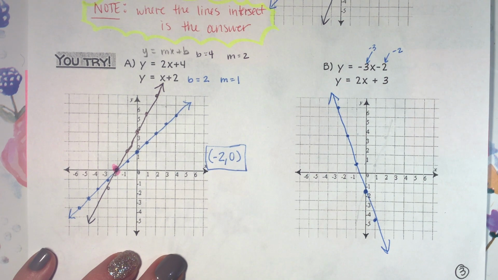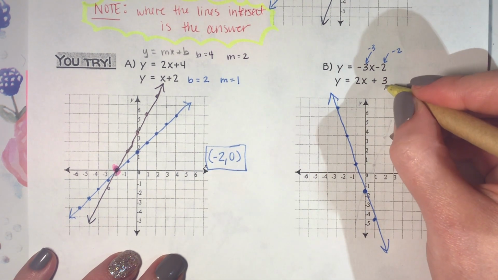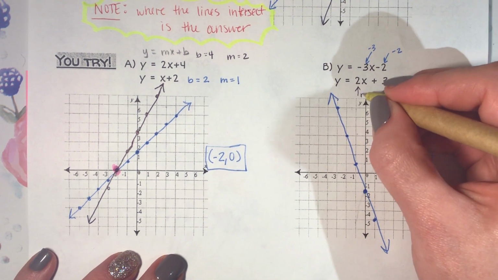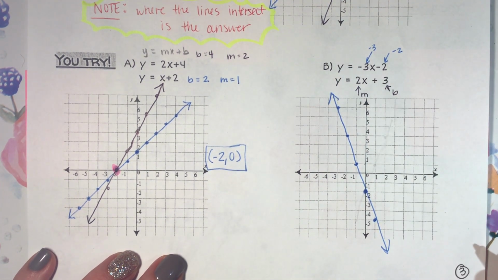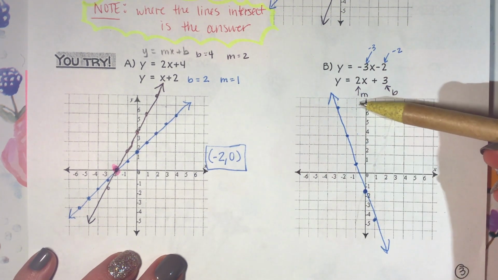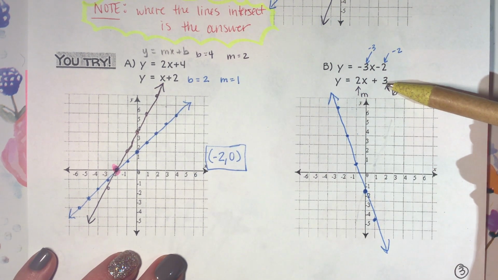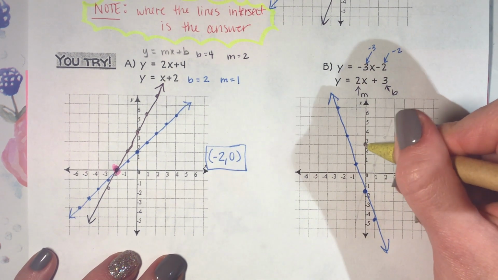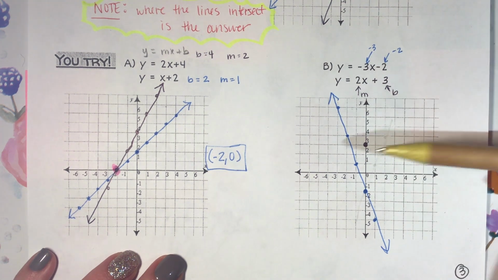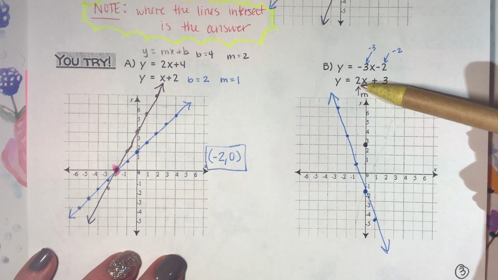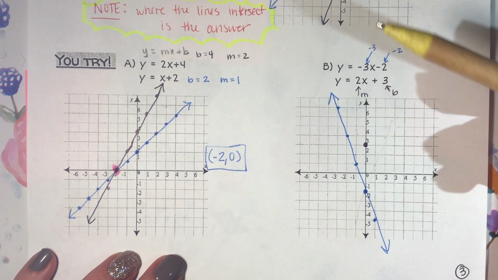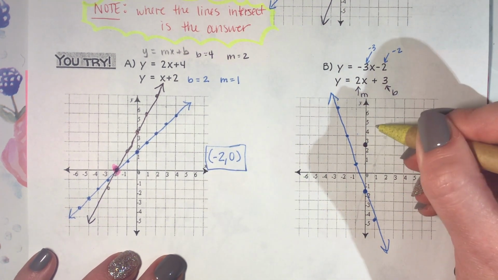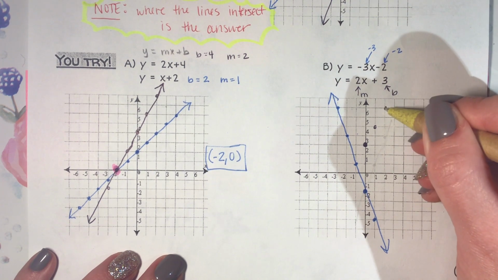To graph my second line, notice I have my y-intercept at 3, and my slope is 2. So first I'm going to go to the y-axis, and I'm going to graph the 3 there because that's what my y-intercept is. So I'm going to go 1, 2, 3. Now from this point on, I'm going to use my slope of 2. A slope of 2 means up 2 and then over 1. So up 2 over 1, up 2 over 1.